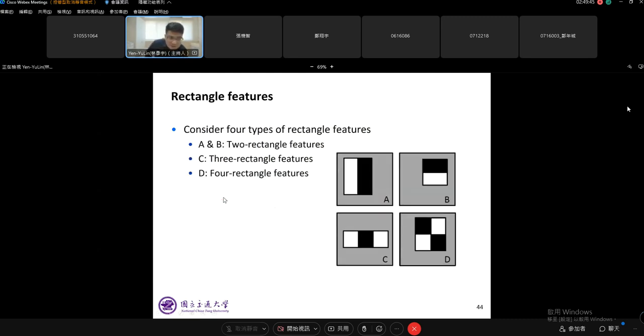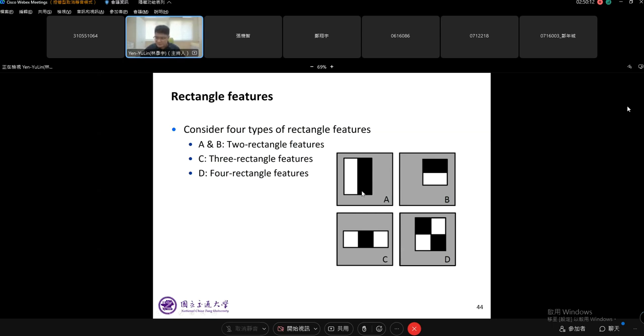Okay, let's look at the definition of a rectangle feature. It is simple. There are 4 types of rectangle feature, including 2 rectangle feature, 3 rectangle feature, and 4 rectangle feature. Let's look at the example of 2 rectangle feature, inspired by its name.